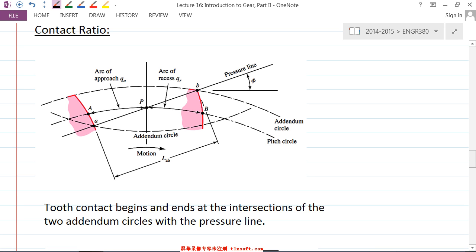And also bear in mind, the contact point between the two teeth is always on the line of action. See here, this is the line of action, or pressure line. So where does it start to engage with the other part of the gear, the other pair?